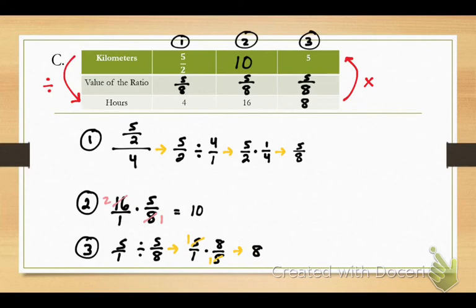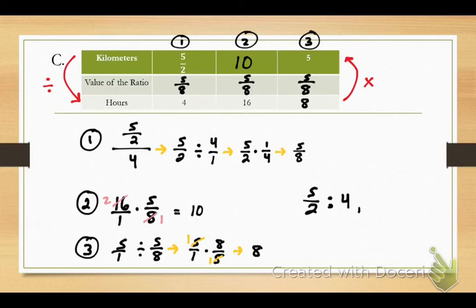Now, I am comparing, all right? We're going to write equivalent ratios down. So we are comparing this top kilometers to how many hours it takes. So the first one says 5 halves kilometers to 4 hours.